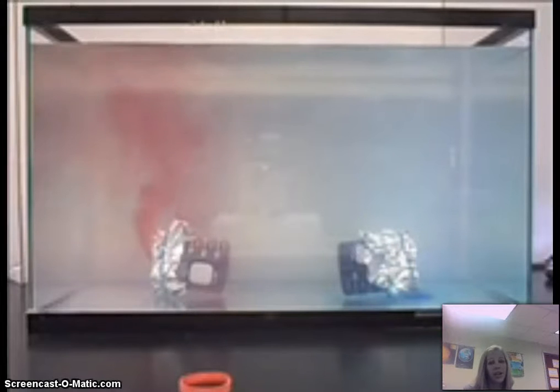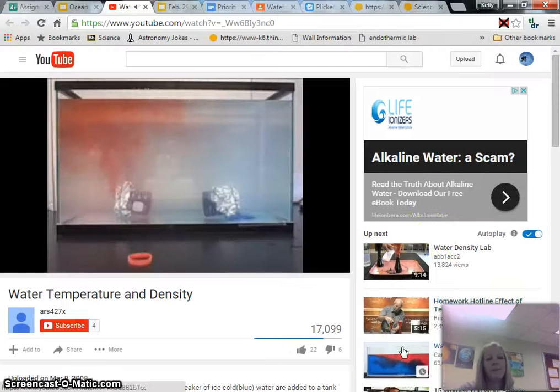So you can really tell here that the blue cold water must be more dense because it is sinking in the regular room temperature water. And the red warm water is rising, so it must be less dense than the fish tank water, which is just at room temperature. So that's just an example of how temperature can affect the density of water.